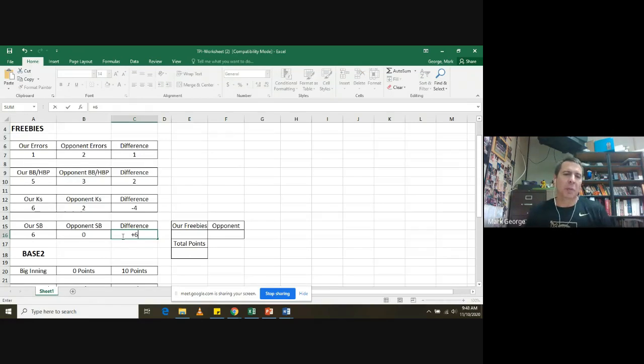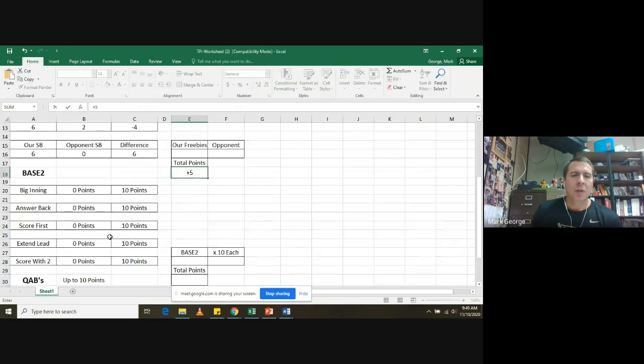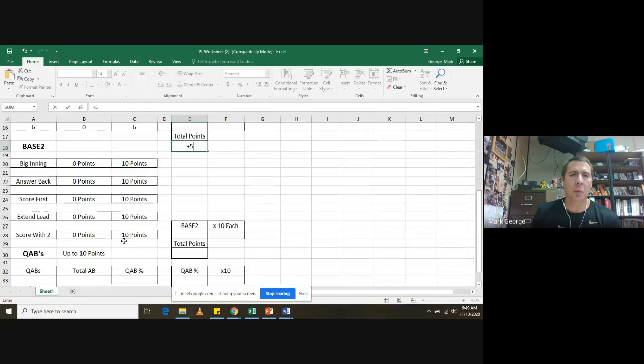So if we do some simple math here, all right, so we've got 1 + 2, that's 3, -4, we're at -1, +6. We should be at a +5. Okay, so then we move into our base 2. So right now we had 5 free bases that our opponents didn't have, or have the advantage of 5 free bases.